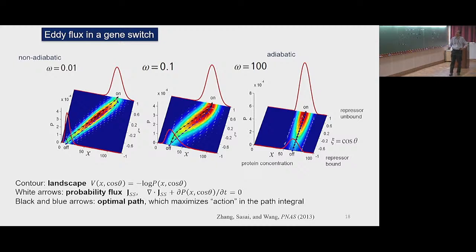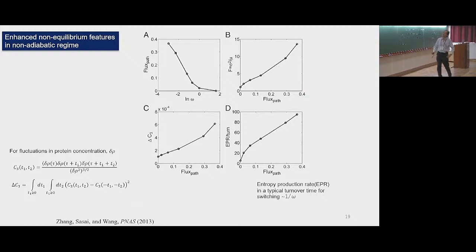The black lines here are the optimal path derived by minimizing the action. I mean that by representing the Langevin equation system in the path integral form, we can define a kind of classical limit. The saddle point is the optimal path, representing the most representative pathway for the transition. It's the black line.